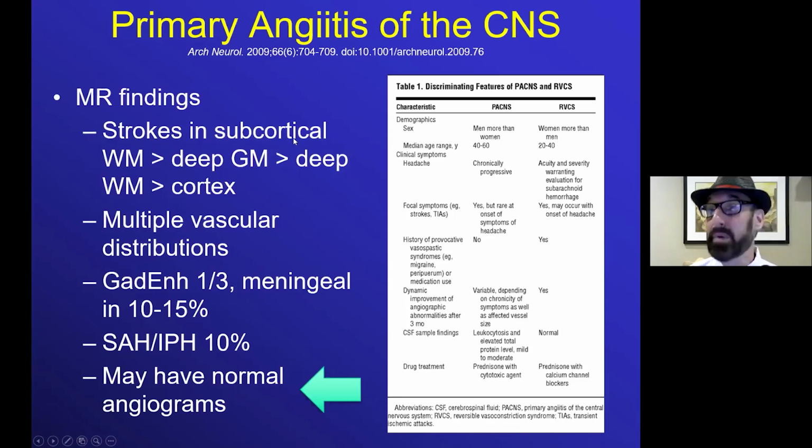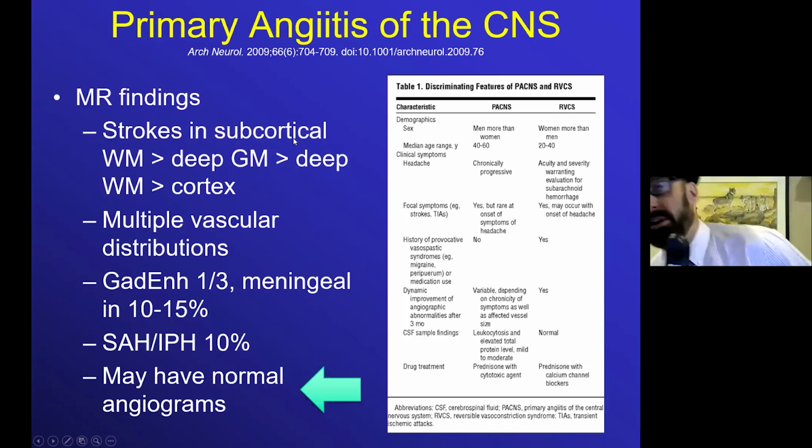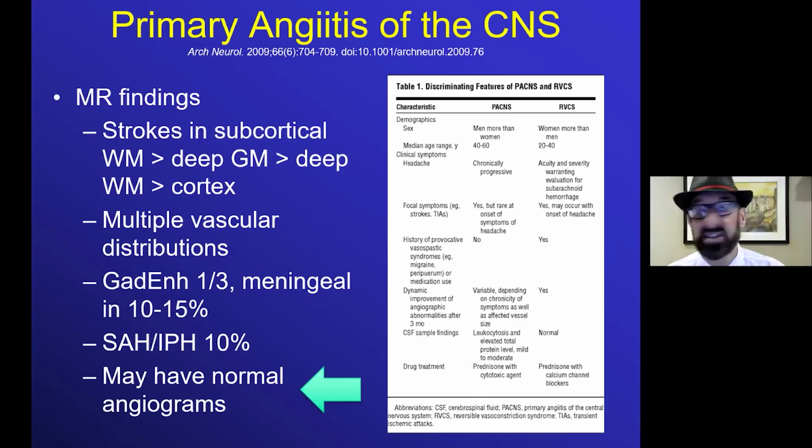So, what do we see with primary angiitis of the central nervous system? We usually see strokes, often in the subcortical white matter or the deep gray matter, not as much cortical involvement. They're in multiple vascular distributions, but not out to the periphery. So, sometimes we see things in multiple vascular distributions and we think, maybe this is cardioembolic disease. Those are usually out in the periphery and more cortical, whereas the PACNS is more in the subcortical white matter.